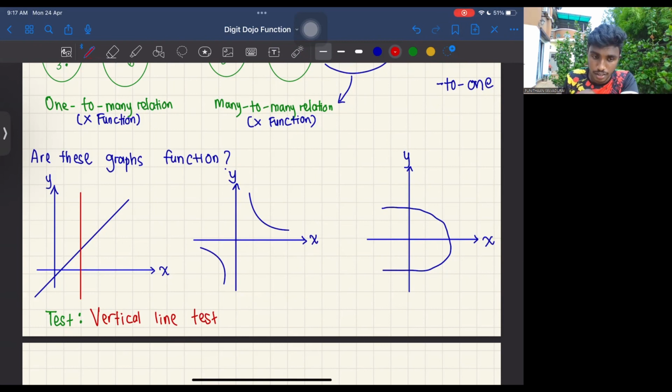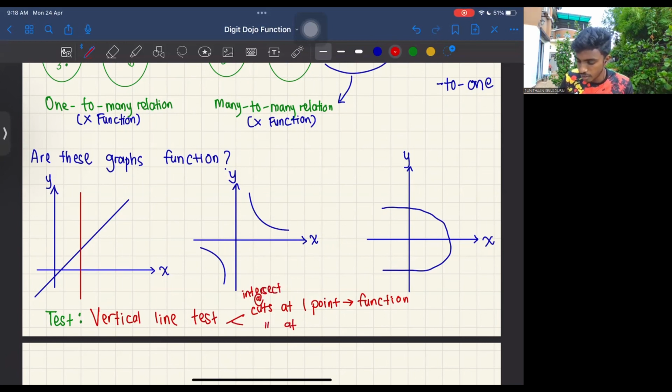Draw a vertical line. If it cuts, or intersects, at one point, it's known as a function. If it intersects at more than one point, it's not a function.